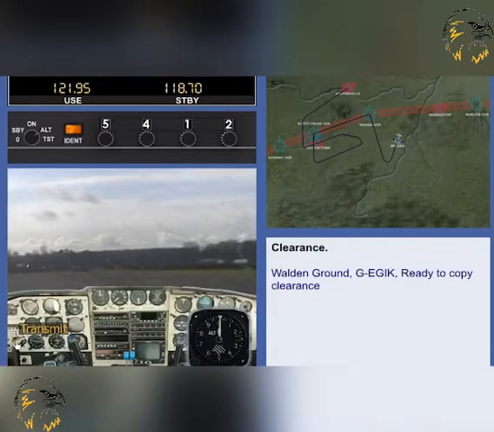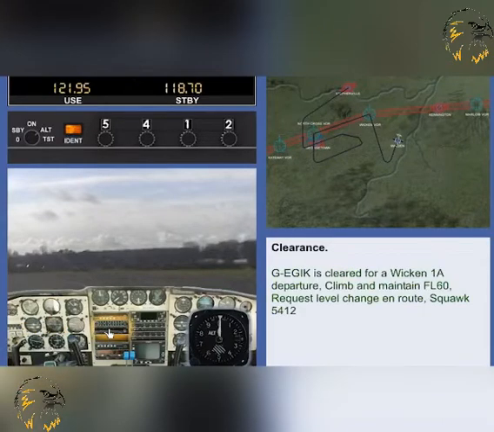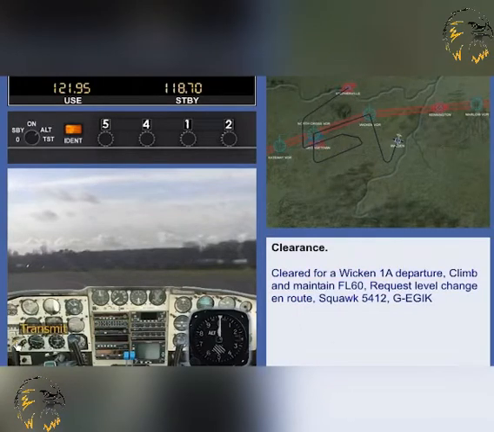Walden Ground, Golf Echo Golf India Kilo, ready to copy clearance. Golf Echo Golf India Kilo is cleared for a Wicken 1 Alpha departure. Climb and maintain flight level 60. Request level change en route, squawk 5412. Cleared for a Wicken 1 Alpha departure. Climb and maintain flight level 60. Request level change en route, squawk 5412. Golf Echo Golf India Kilo.